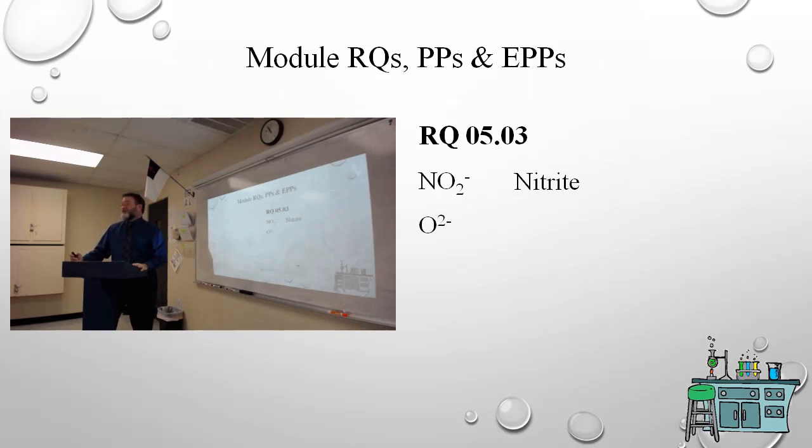Go ahead. I just put nitrite. The O? 2 negative? Okay. Yeah. It's not a polyatomic ion. It's oxygen. What does oxygen ionize to become? Oxide. Right? The ion name of oxygen is oxide.